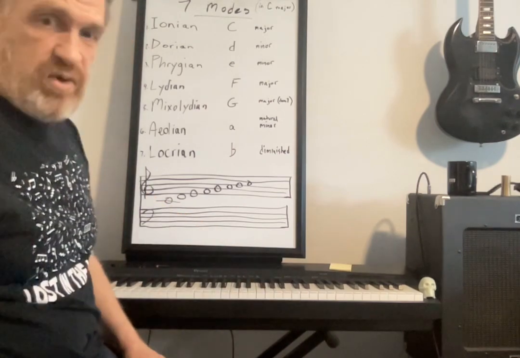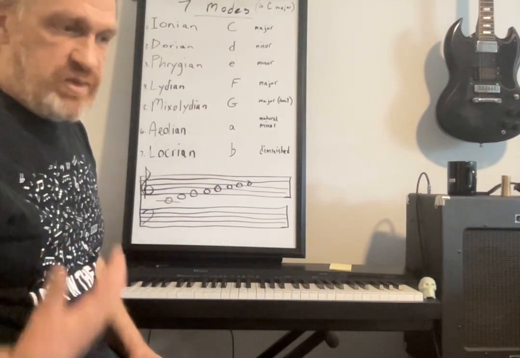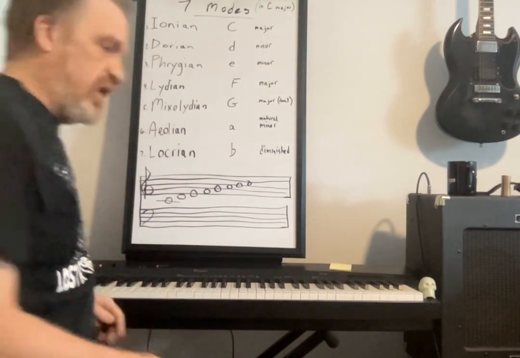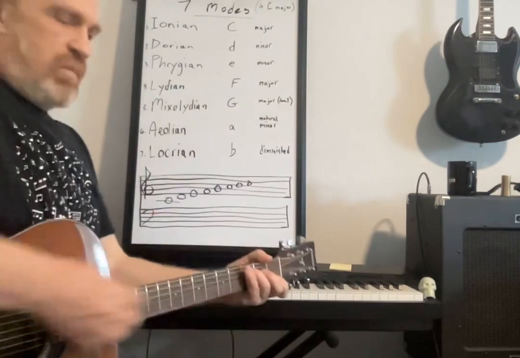So if you know one scale on all the white keys, then in a sense you know 6 others. You know them all. That's all there. Those are scales. So transpose that.